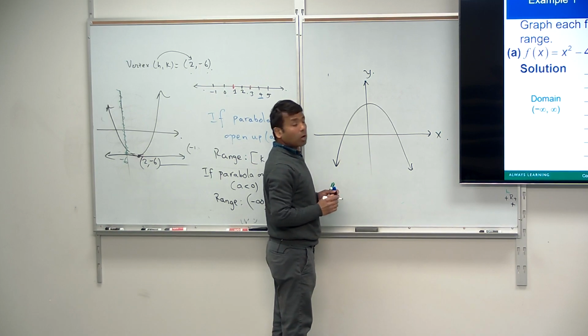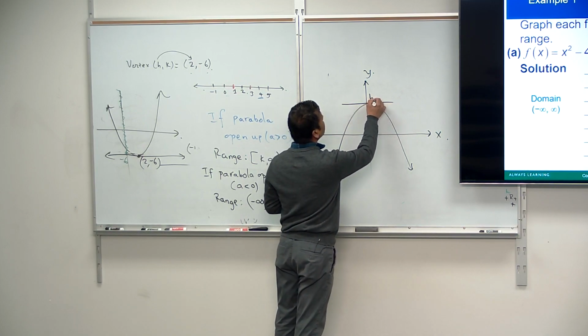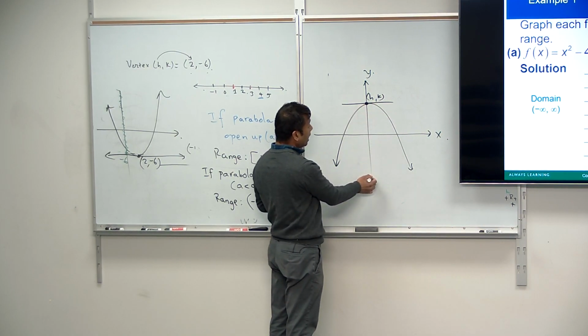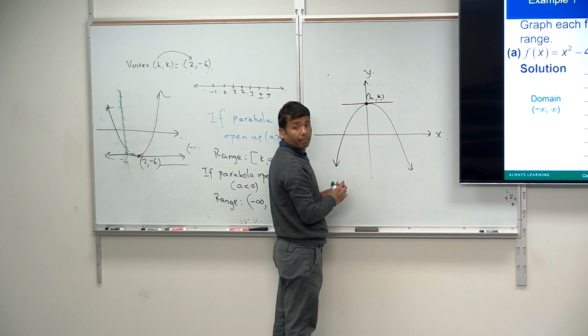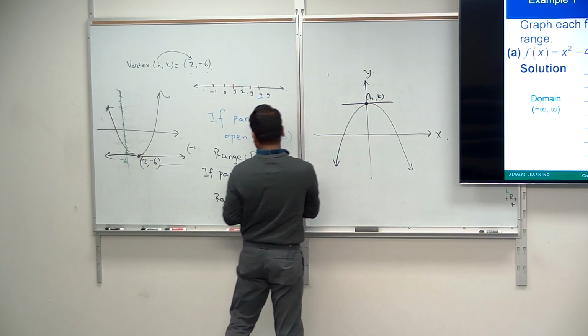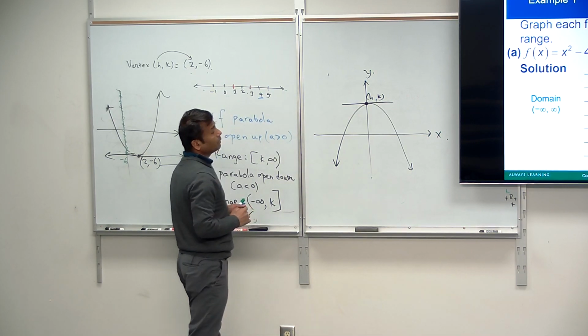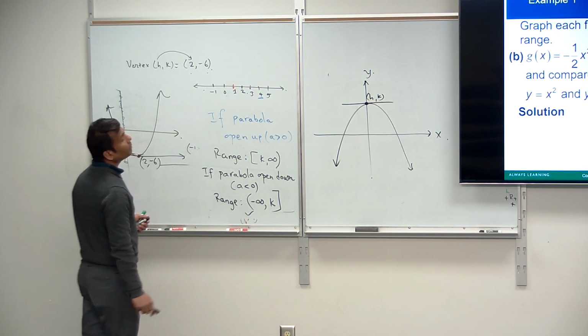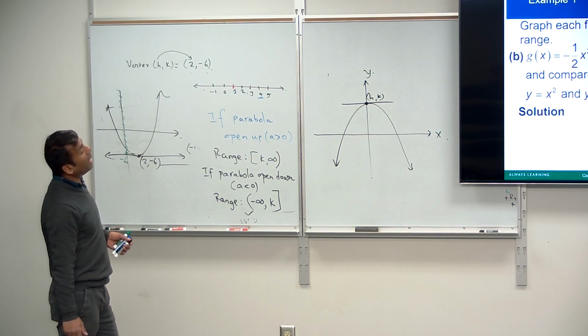Right? What will be the range? So this is your (h, k), is that right? This is the vertex, is that right? So what will be the range? The range is negative infinity all the way up to k. So this is negative infinity all the way up to k. You got it?